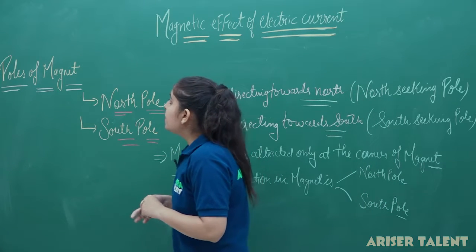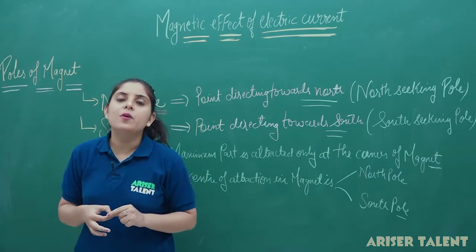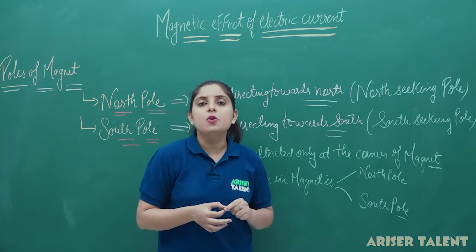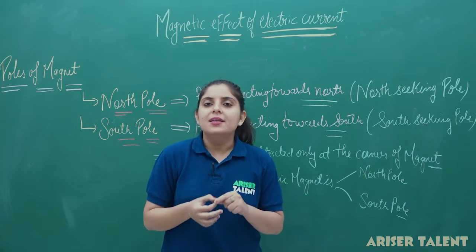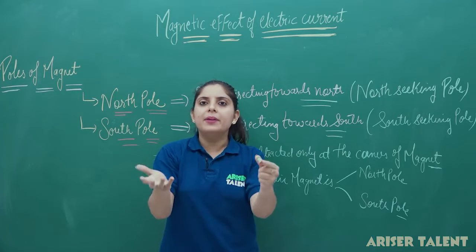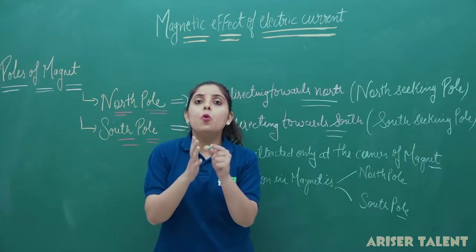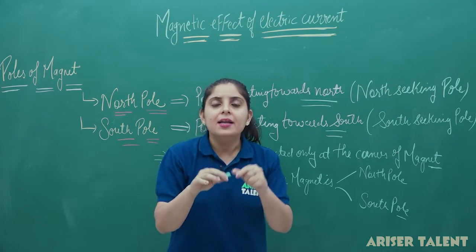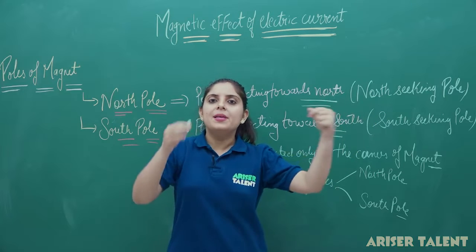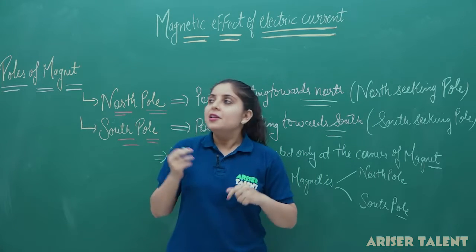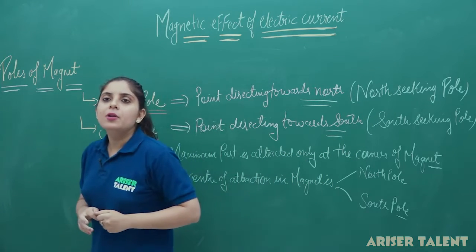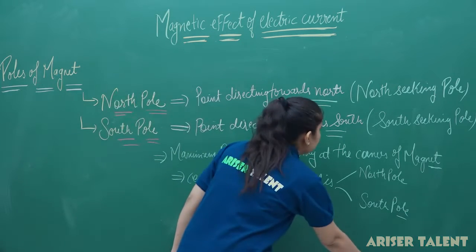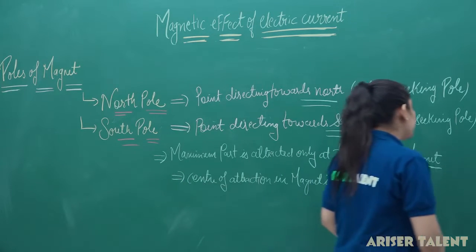Now, there is one more interesting thing about the poles of a magnet. If you break any magnet, the poles will not be separated. It means if you break the magnet, you will see that the poles will always exist in pairs. It doesn't mean that the north pole will be separated and the south pole will be separated. So now let's discuss the breaking of the magnet.